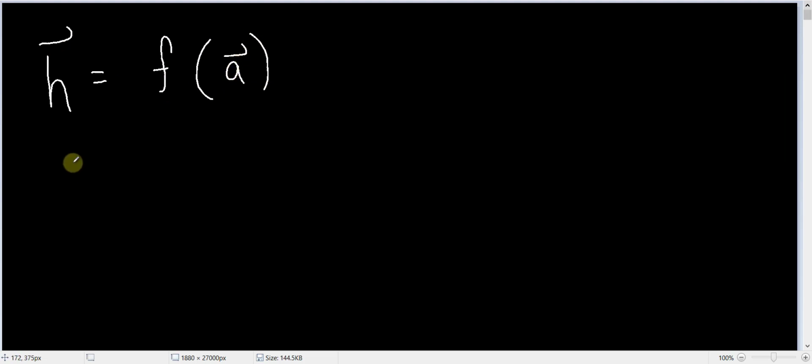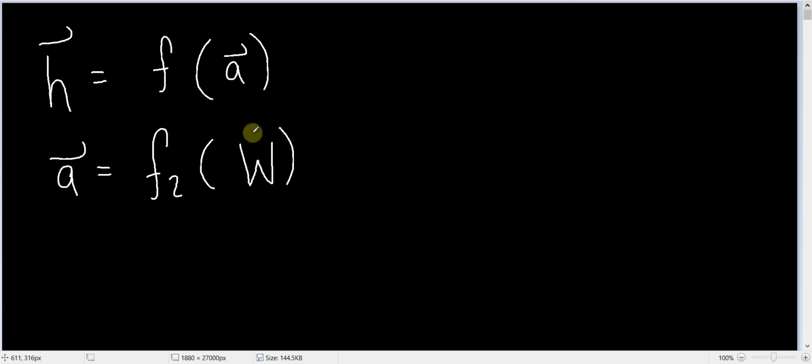So let's have a slightly more complex situation for this chain rule thing. Suppose you have a vector h, and this vector h is a function of some other vector, let's say some other vector a. At the same time, the vector a is actually some other function, let's call it f2, of some matrix w. And you want to get the derivative of the vector h with respect to the matrix w.